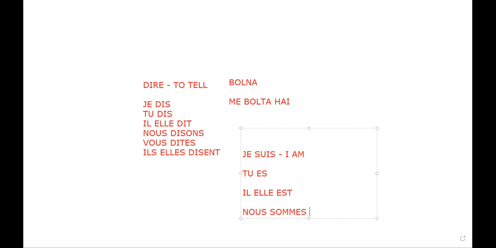Nous sommes. Understand by heart. Okay. Yes, sir. And ils, elles sont. For this reason, we have a change in the spelling because I will change the spelling according to my subject. Is it clear to you? Yes. Clair. So over here, I'm using the verb.